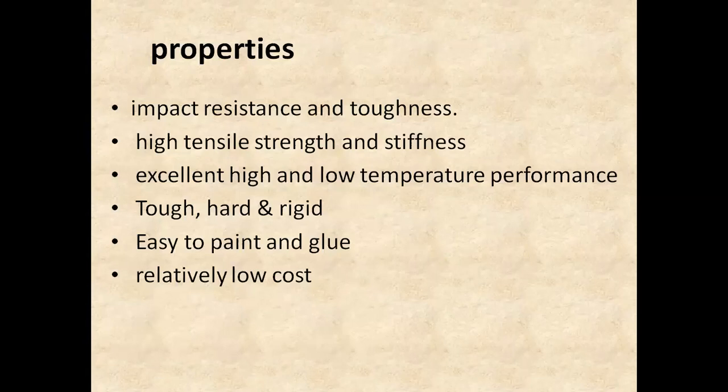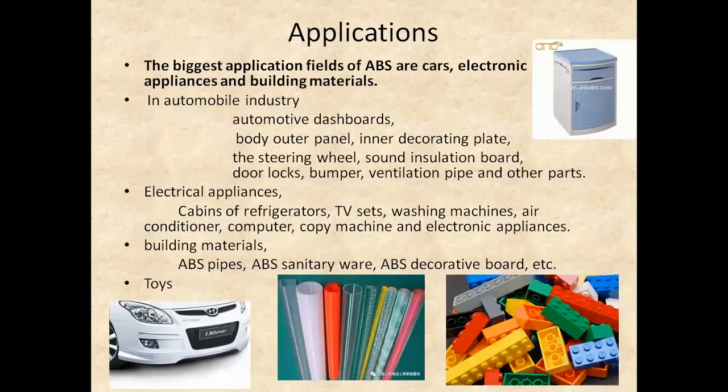When acrylonitrile, butadiene, and styrene undergo polymerization, we get ABS, a polymer with high impact resistance and toughness, high tensile strength and stiffness, excellent high and low temperature performance, tough, hard and rigid, easy to process and glue, and relatively low cost. That's why we get a large number of applications of ABS in cars, electronics, and building materials.